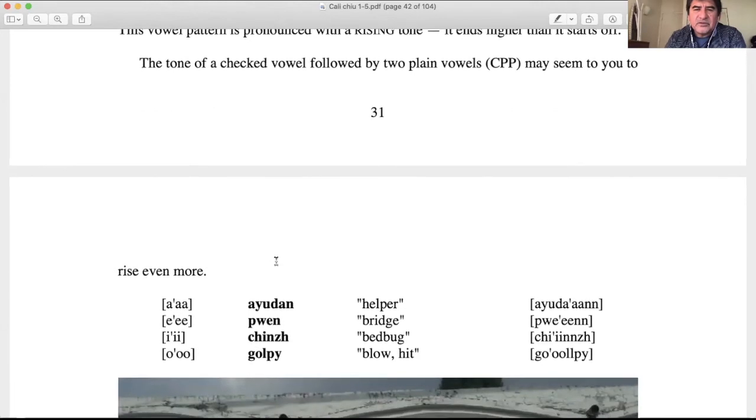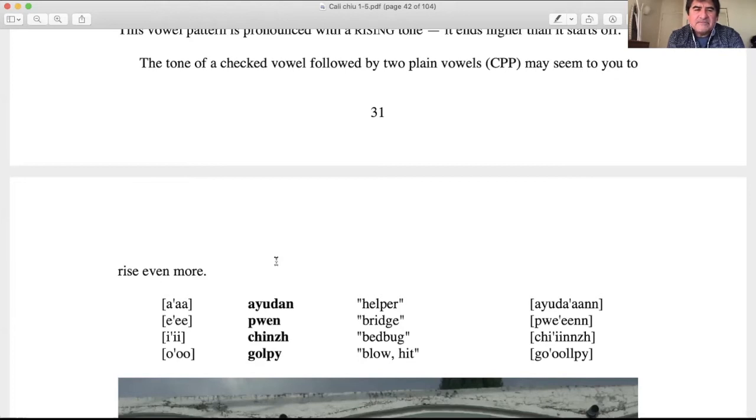And let's see what you guys think. On page 32 at the top of the page, we have four words that are going to be the end of our session today, right? So listen up as I say the words, and hopefully you can appreciate the rising tone, that you might hear something higher than the previous one, okay? And again, here we go. So it's a check vowel, plain vowel, plain vowel. As in, are you done? Are you done? Are you done?